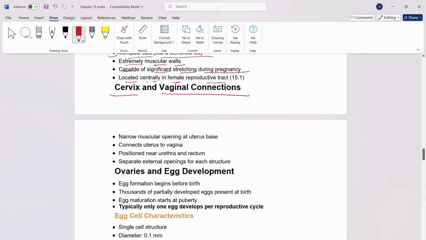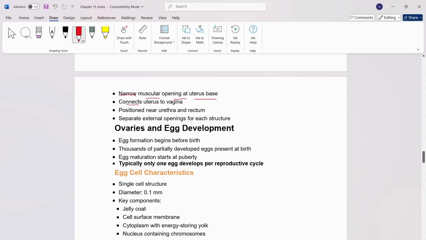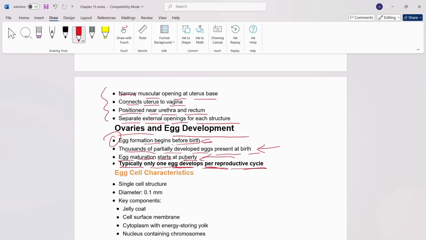Cervix and vaginal connections: a narrow muscular opening at the base of the uterus, connects the uterus to the vagina, positioned near the urethra and rectum, with separate external openings for each structure. Next we have ovaries and egg development. Here, egg formation begins before birth, then thousands of partially developed eggs are present at birth. Egg maturation starts at puberty. Typically only one egg develops per reproductive cycle.